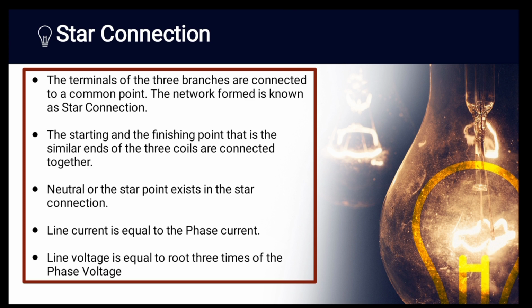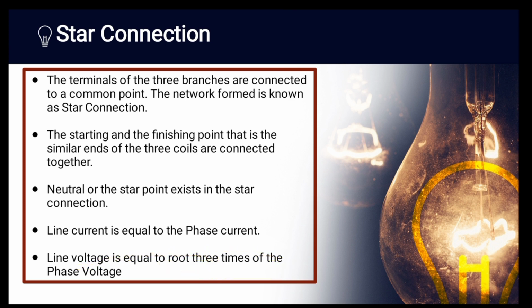What is a star connection? Basically, the terminals of the three branches are connected to a common point. The network formed is known as star connection. The starting and the finishing point, that is similar ends of the three coils, are connected together. Neutral or the star point exists in the star connection. Line current is equal to the phase current. Line voltage is equal to root 3 times the phase voltage.